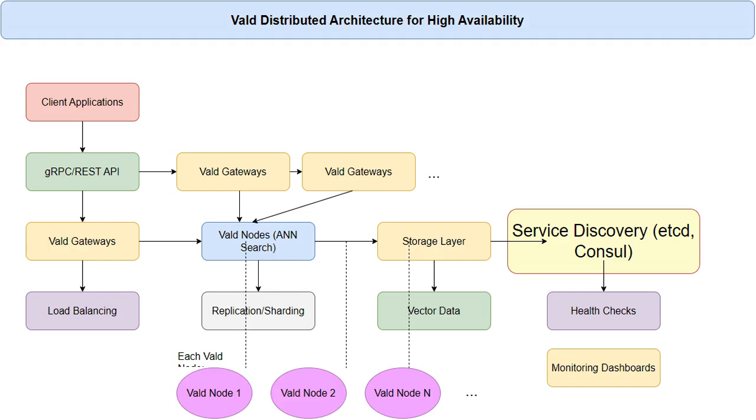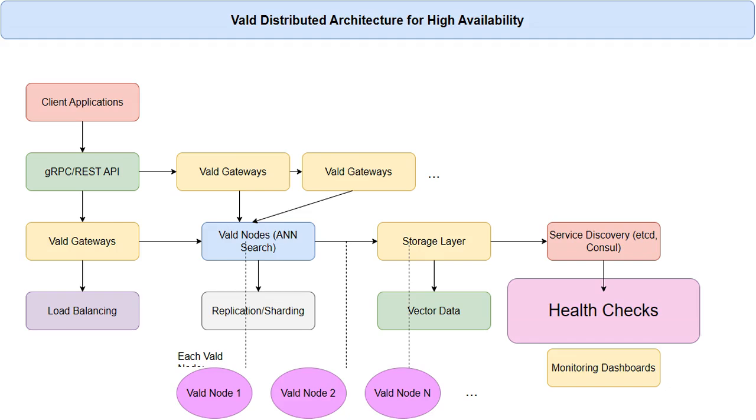Service discovery enables Vald components to automatically locate each other within the distributed system. etcd and console are popular tools used for this purpose. They provide a central registry where services can register themselves and discover the addresses of other services. This dynamic discovery enhances the system's flexibility and resilience, allowing nodes to join or leave the cluster without manual reconfiguration.